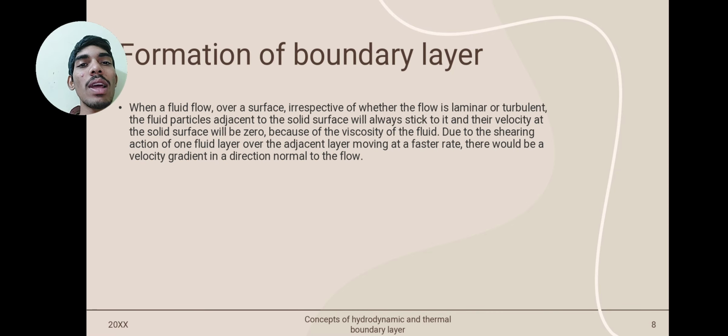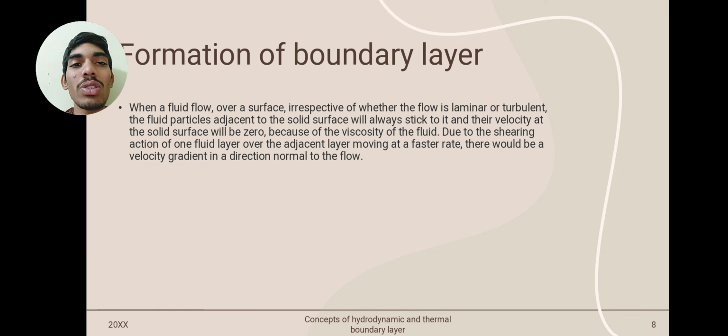Next, formation of the boundary layer. When a fluid flows over a surface, irrespective of whether the flow is laminar or turbulent, the fluid particles adjacent to a solid surface will always stick to it, and their velocity at the solid surface will be 0 because of the viscosity of the fluid, due to the shearing action of one fluid layer over the adjacent layer moving at a faster rate.